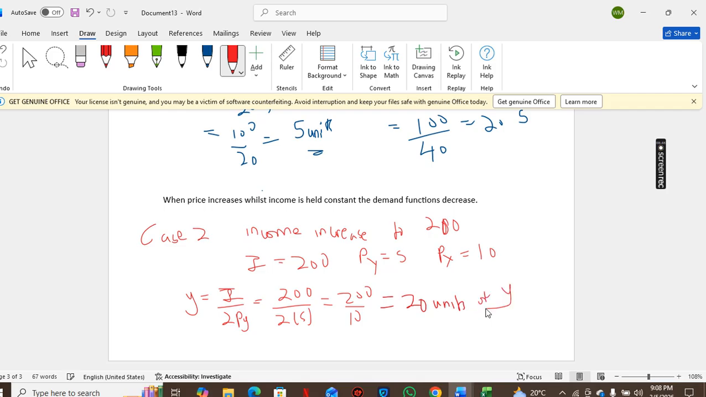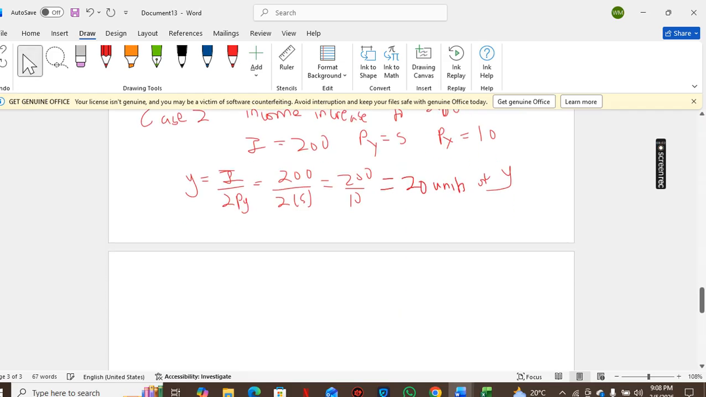So there we've illustrated that when income increases whilst the prices stay constant, the amount of goods you can buy increases, which we already know in real life. If your income increases, your salary increases, and let's say the prices of goods and services are still relatively the same, you buy more of those goods.